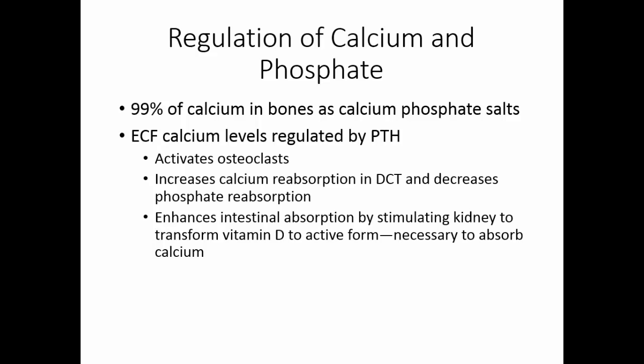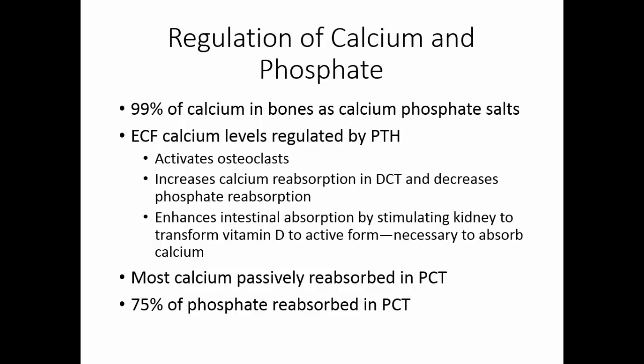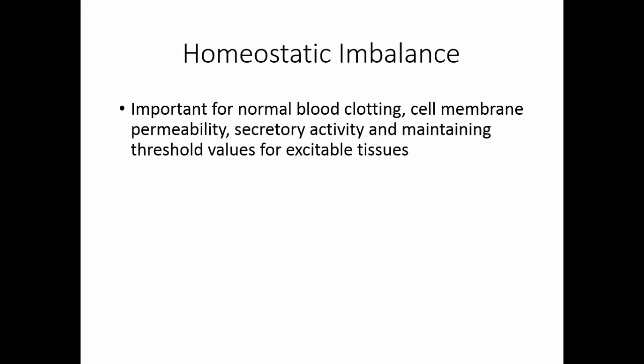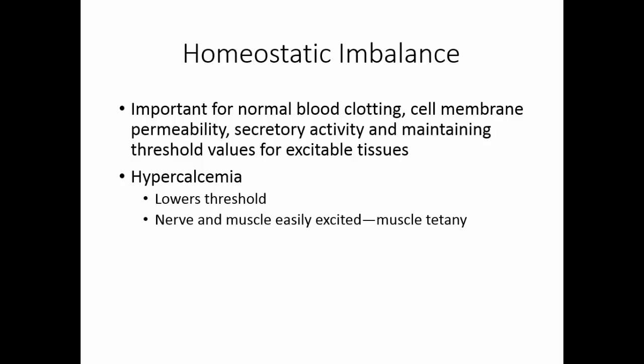And finally, parathyroid hormone enhances intestinal absorption. It does this by stimulating the kidney to transform vitamin D to its active form. Vitamin D is necessary to absorb calcium. Most calcium is passively reabsorbed in the proximal convoluted tubule, and 75% of the phosphate is reabsorbed in the proximal convoluted tubule. Calcium is important for normal blood clotting, cell membrane permeability, secretory activity, and maintaining threshold values for excitable tissues. Hypercalcemia, or elevated calcium, lowers the threshold. This means that nerves and muscles are easily excited.